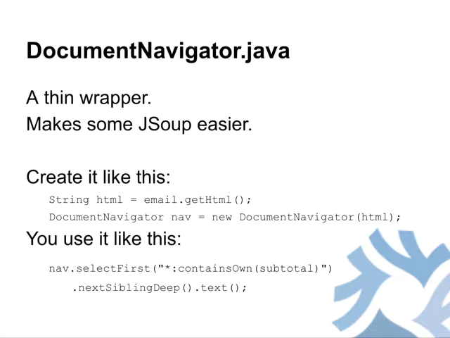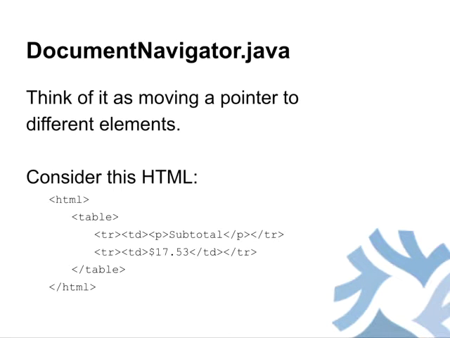This containsOwn is a JSoup CSS selector. You should become familiar with JSoup CSS selectors. The nextSiblingDeep is basically a wrapper for JSoup's similar options. Probably the most useful way to think of the document navigator is as a pointer that points to different elements. For example, if you have this HTML here, this document has a table and the row has a subtotal and the next row has the dollar amount.